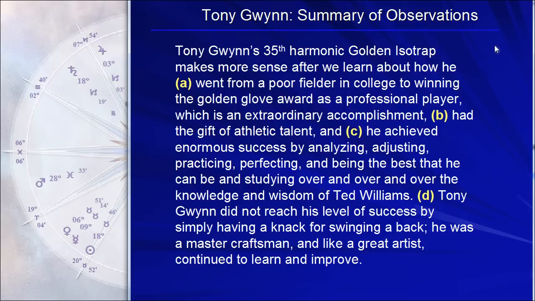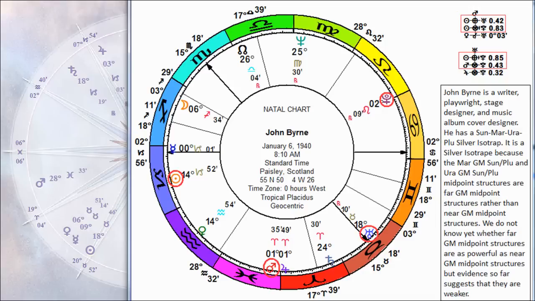So, summary of observations. Tony Gwynn went from a poor fielder in college to winning the Golden Glove Award. He had the gift of athletic talent in general, basketball as well as baseball. He achieved enormous success by analyzing, adjusting, practicing, and perfecting, as did Ted Williams, and he learned from Ted Williams. And he did not reach his level of success by simply having a knack for swinging a baseball bat. He was a master craftsman who, like the greatest artists, continued to learn and improve. So that's just a summary of what's happening.